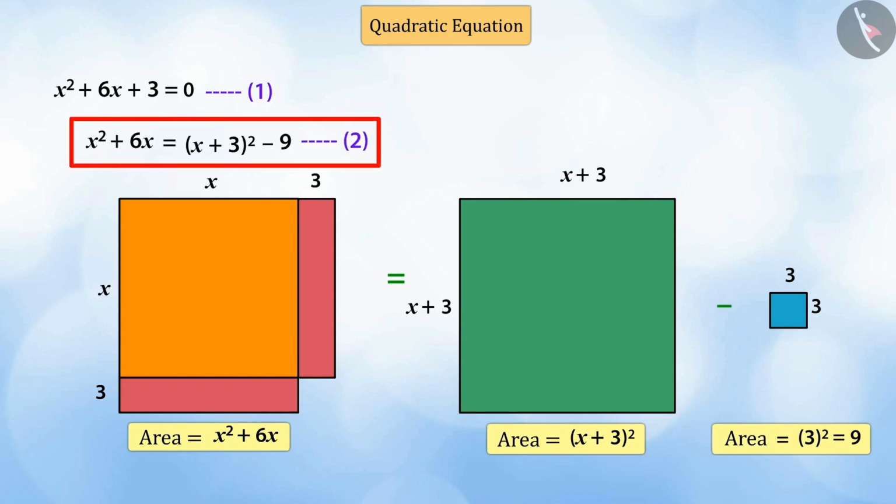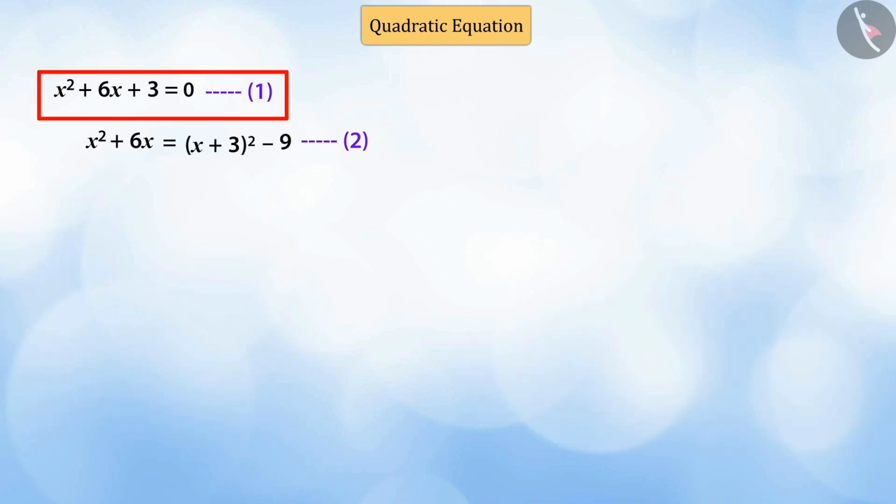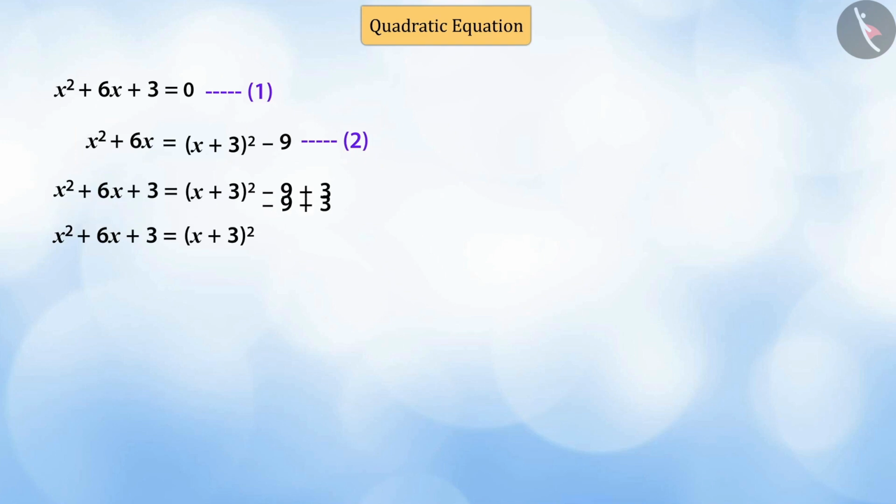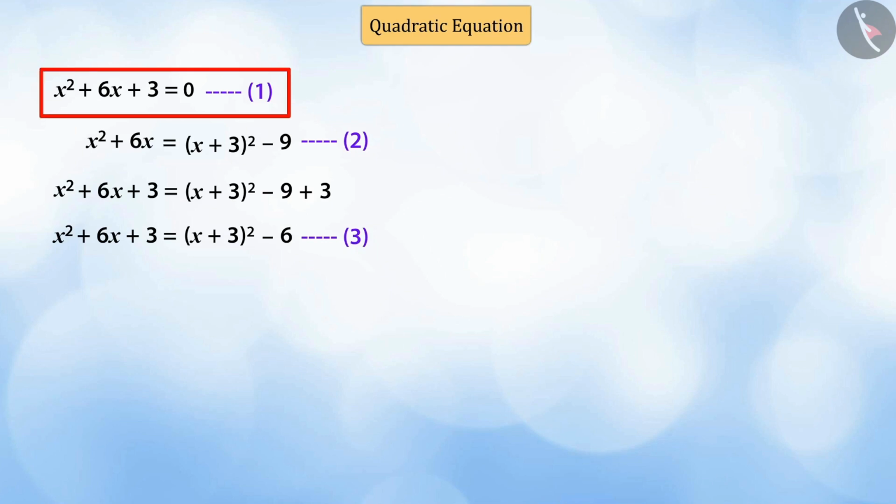On comparing this with the given quadratic equation, x square plus 6x plus 3 equals 0, we see that there is a shortage of plus 3 in equation 2. Hence, adding 3 to both sides of equation 2, the given equation can be written as a complete square as x plus 3 the whole square minus 6 equals 0.